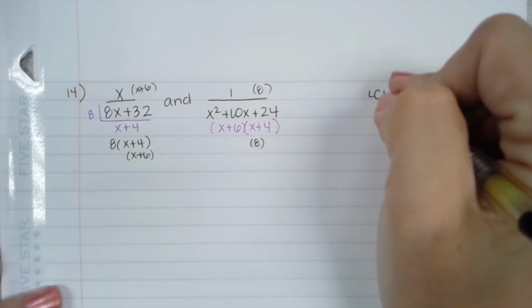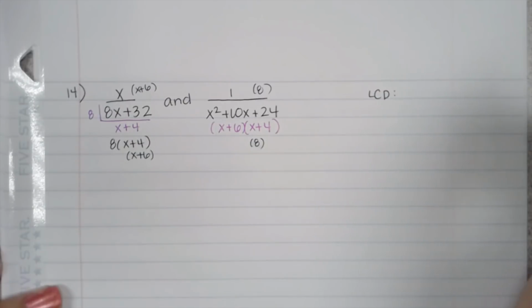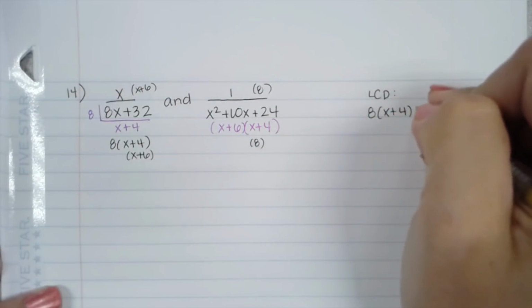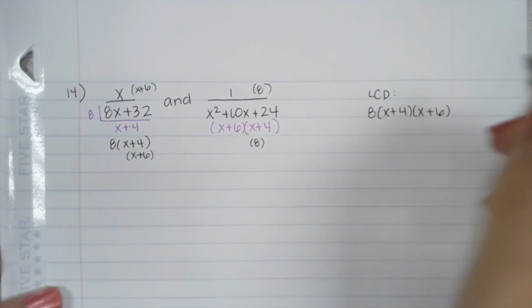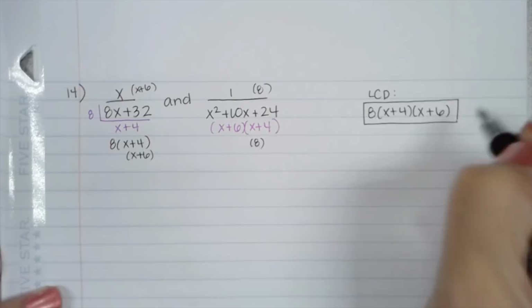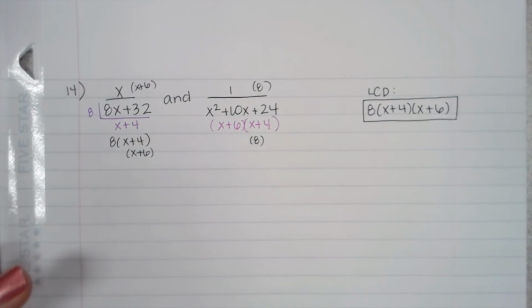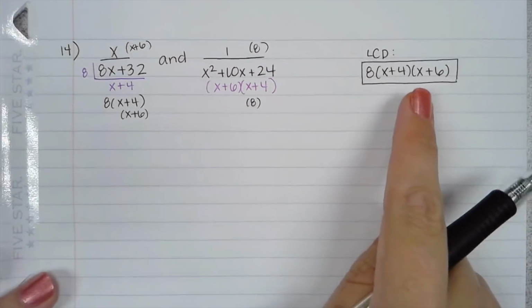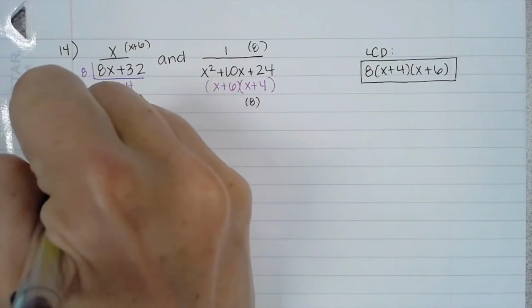So for this problem, if you were going to add or subtract them together, your LCD would be 8, x plus 4, and x plus 6. And it's worth mentioning, too, that these can be written in any order, so they don't necessarily have to be written in this particular order. Multiplication is commutative, so you can write these down in any order, and you're fine.